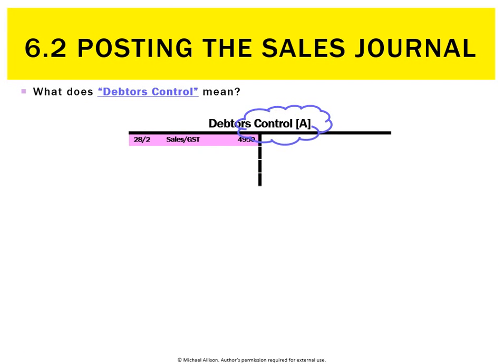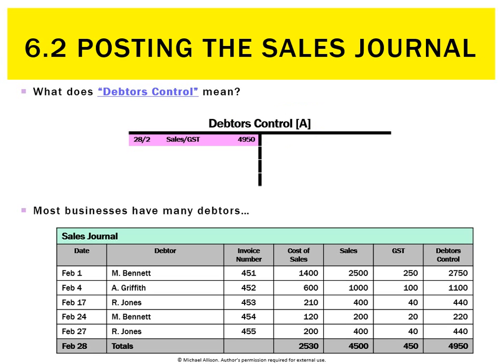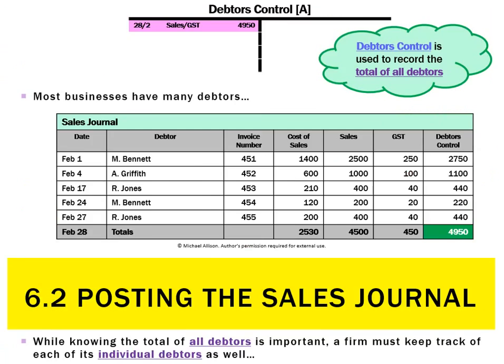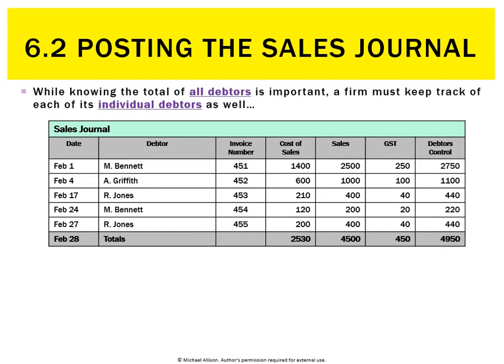What does debtors control actually mean? So most businesses have more than one debtor. So you can see in the sales journal below we have quite a few different debtors. So what we want to do is put just the total here of 4950 in the debtors control account in the general ledger. So looking at this particular sales journal, we've got some transactions to a few different debtors.